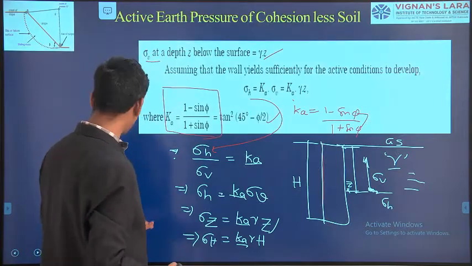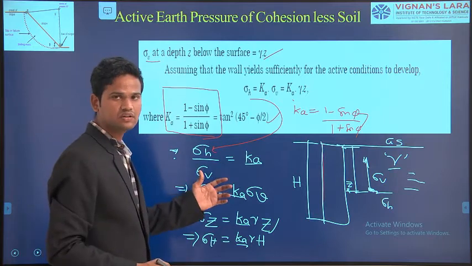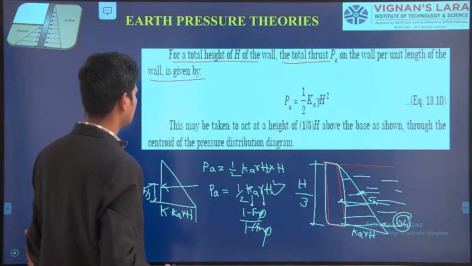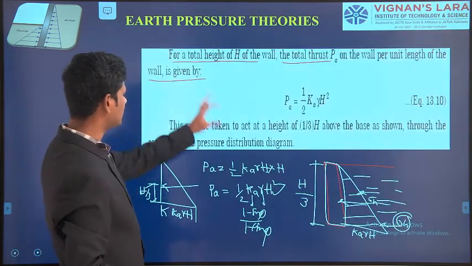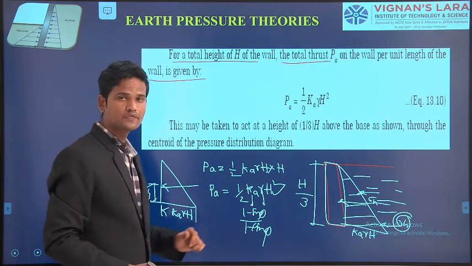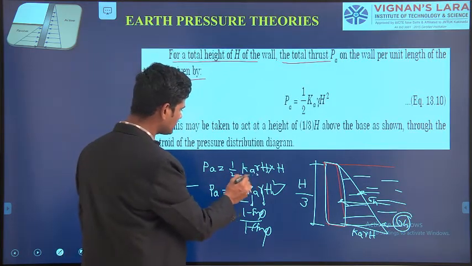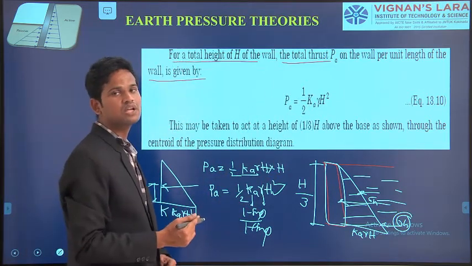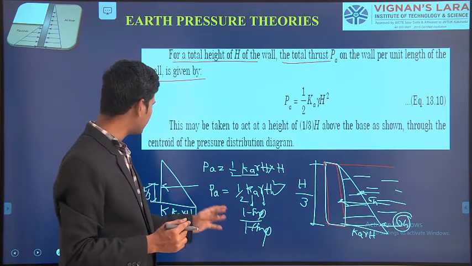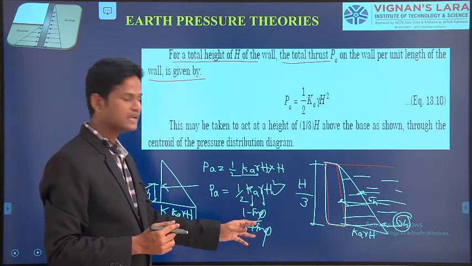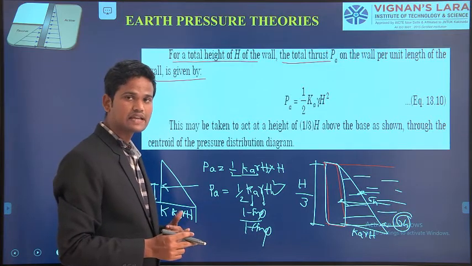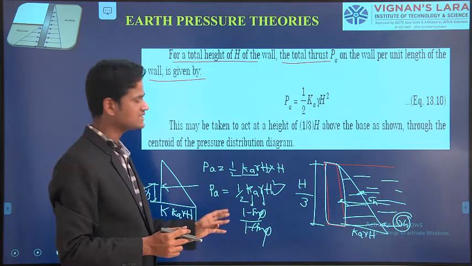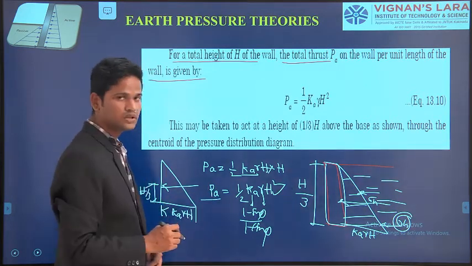From this concept, we have calculated the active earth pressure for different types of soil conditions. This is how we calculate the coefficient of earth pressure. This Ka value is called the coefficient of earth pressure. We can calculate it using the formula (1 minus sin phi) by (1 plus sin phi), or tan square (45 minus phi by 2), or cot square alpha. By using all these formulas we can calculate the passive earth pressure.